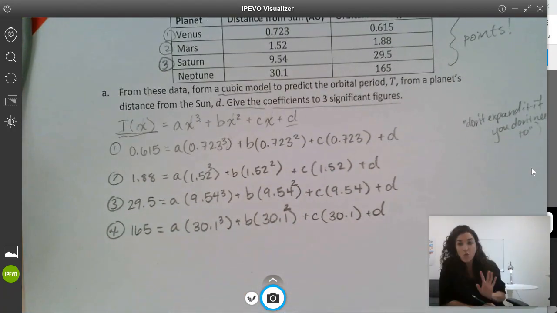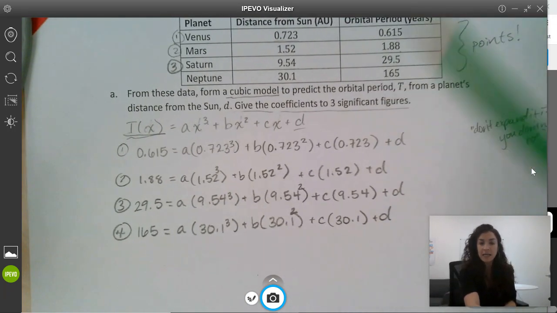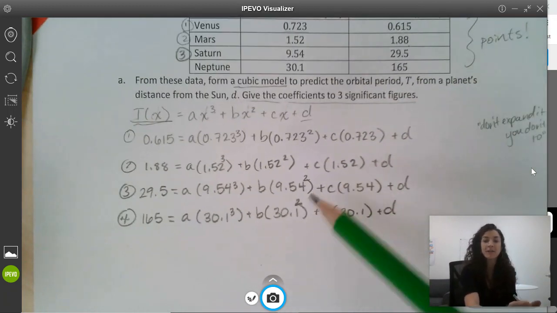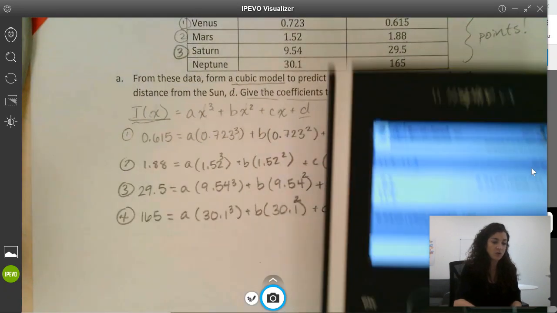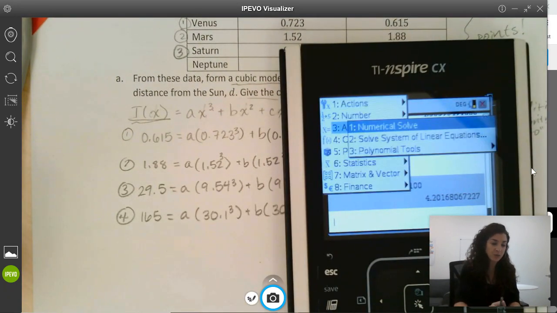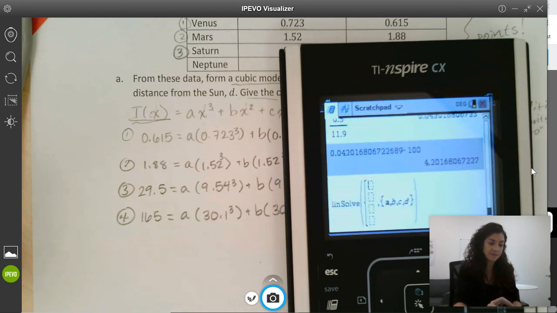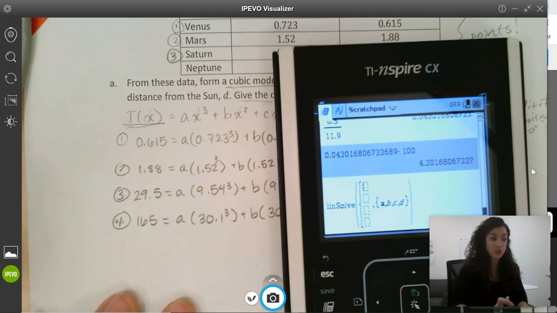All right, so we have 4 separate equations that represent these 4 points that we were just given, and we're going to use them to solve for A, B, and C, and we're not going to expand them. We're just going to leave them like that, and we're going to plug it into our systems of equations in our calculator. So you go to Menu, Algebra, Systems of Linear Equations. We have 4 equations, and I'm going to do A, B, C, and D. And you type these all in exactly as you see them, which takes time.